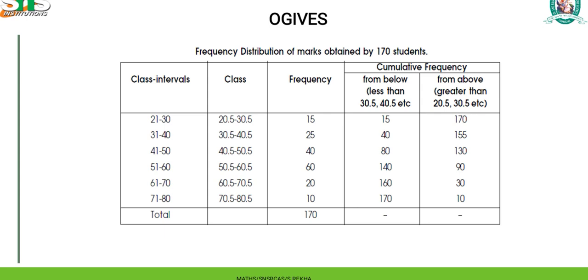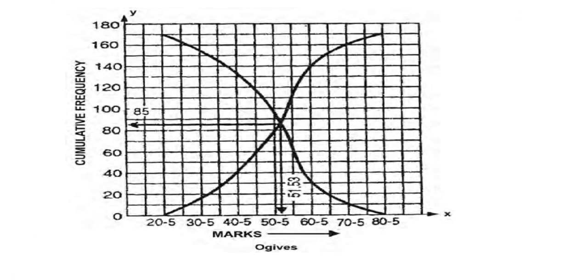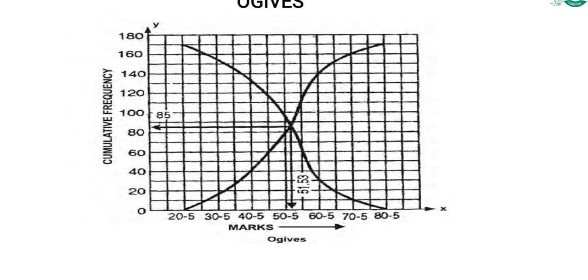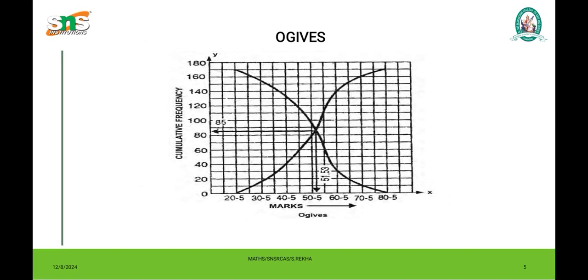So for the less than type you get the data as 15, 40, 80, 140, 160, 170. Now we are going to mark the data. The x-axis is 20.5, 30.5, 40.5, 50.5, 60.5, 70.5, 80.5, whereas the y-axis is 20, 40, 60, 80, 100, 120, 140, 160, 180. The less than points are plotted from the lowest to highest, and the greater than type is plotted from top to bottom.